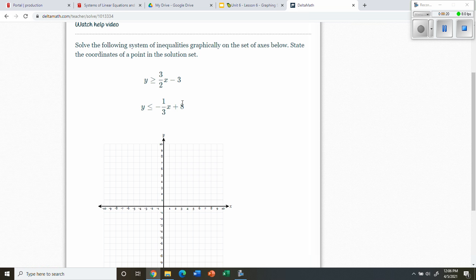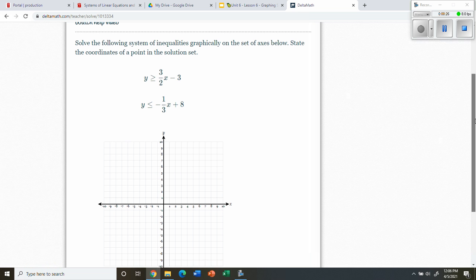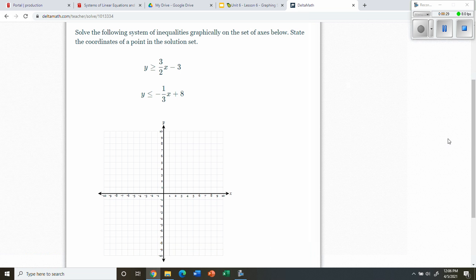What you would do is, again, find out what your m is and what your b is for each of them. For the first one, which is y is greater than or equal to 3 over 2x minus 3, our b is negative 3. So we're going to put our point on negative 3, and then we're going to use our slope to give us the next point. So it's 3 over 2, rise over run, so go 3 up, 1, 2, 3, then 2 to the right, and then we put our point.